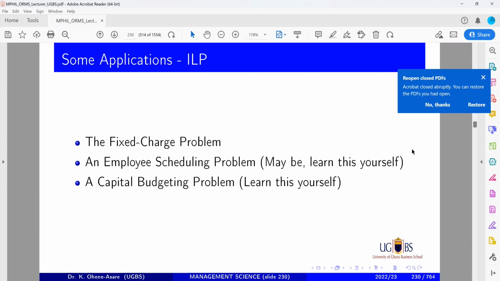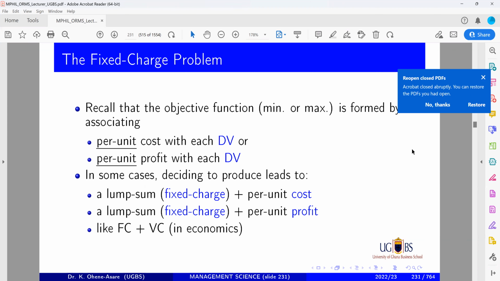We have the fixed charge and employee scheduling, okay? I have the note for this one, I'll give the two to you so that you can learn these two yourself. But I'm going to focus on the fixed charge. So let me just start by reminding you of something.